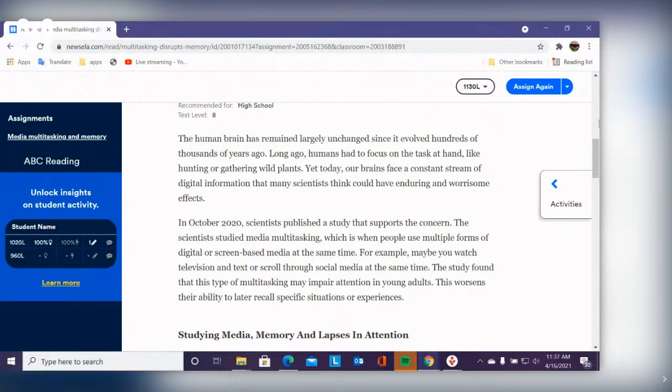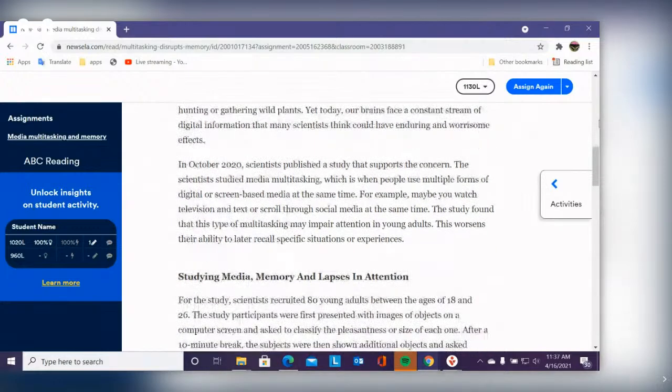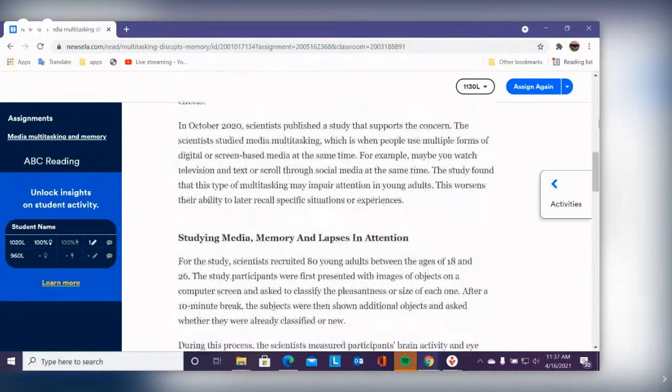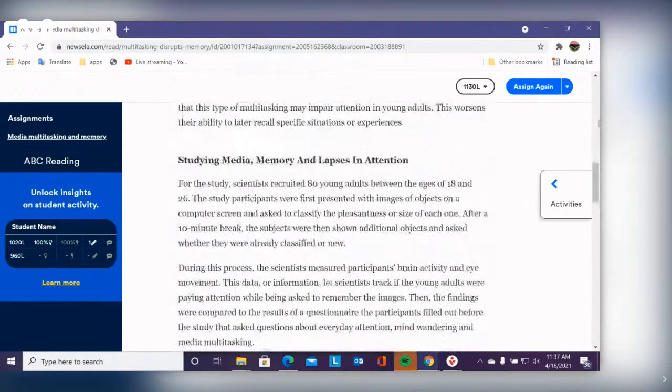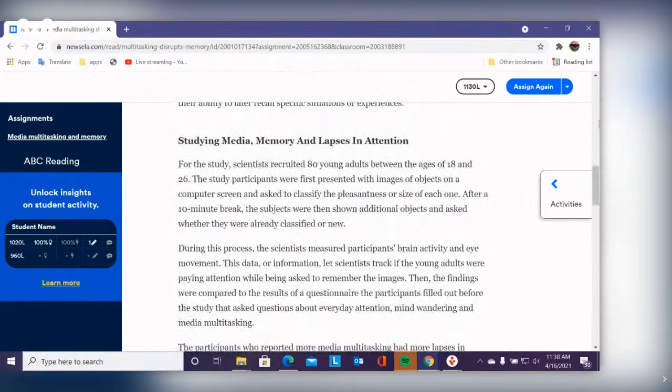The scientists studied media multitasking, which is when people use multiple forms of digital or screen-based media at the same time. For example, maybe you watch television and text or scroll through social media at the same time. The study found that this type of multitasking may impair attention in young adults, and this worsens their ability to recall later specific situations or experiences. Studying media, memory and lapses in attention. For the study, scientists recruited 80 young adults between the ages of 18 and 26.